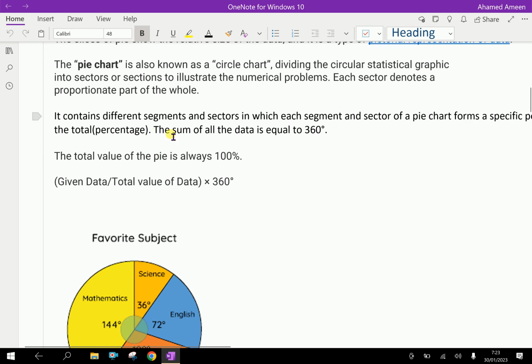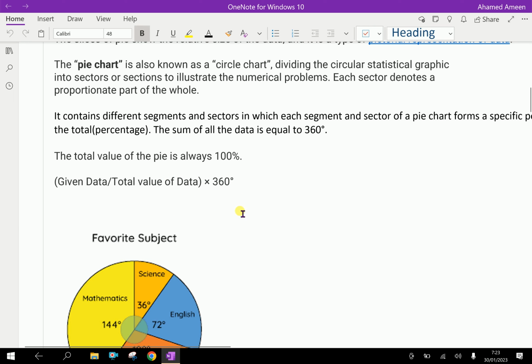It contains different segments and sectors, in which each segment and sector of a pie chart forms a specific picture, that is the total percentage. The sum of all the data is equal to 360 degrees. The total value of the pie chart is 100%.